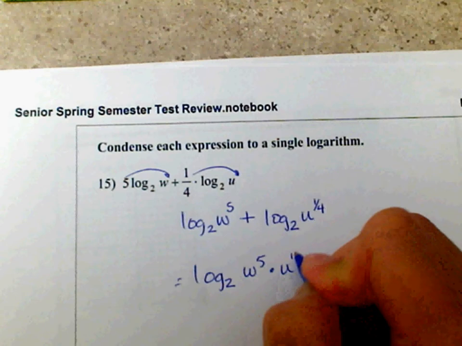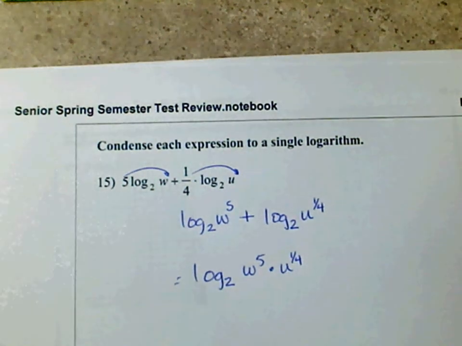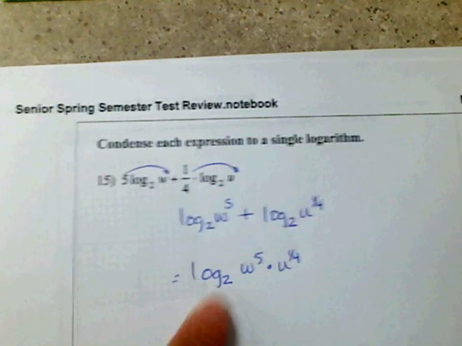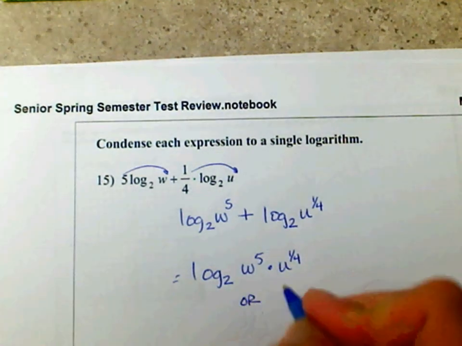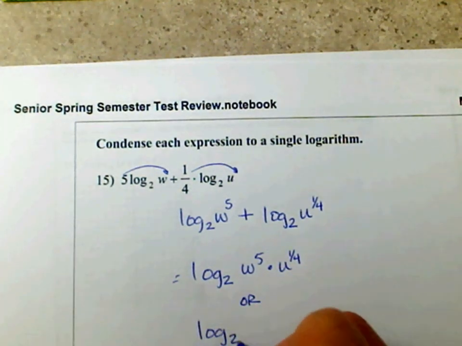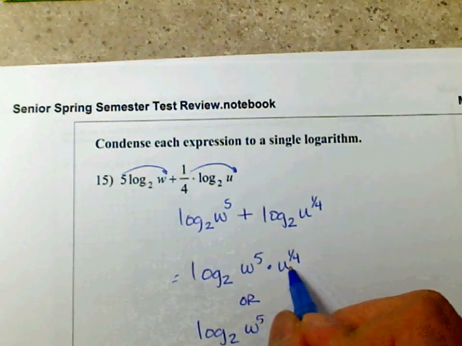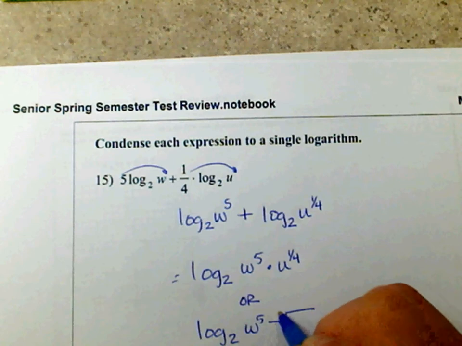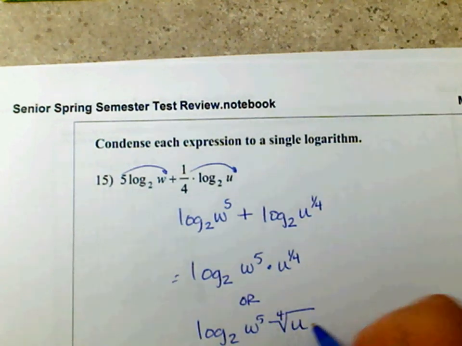Now, you see how log base is written one time? You can leave your answer like this, or you can rewrite it in this format, w to the 5th, and instead of a fraction, you could rewrite it in radical form with a root of 4. These two are the same answer.